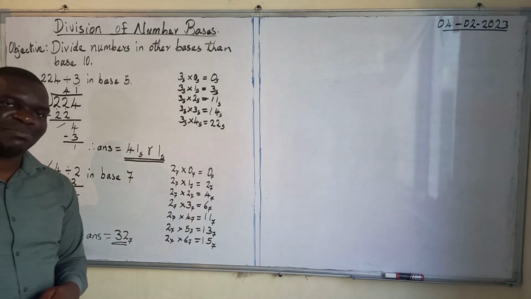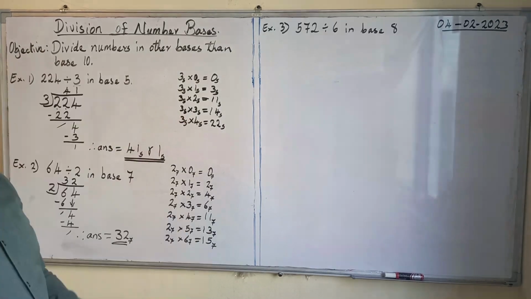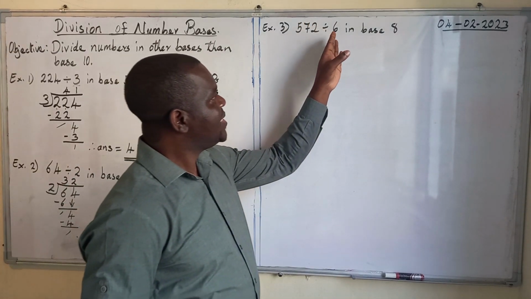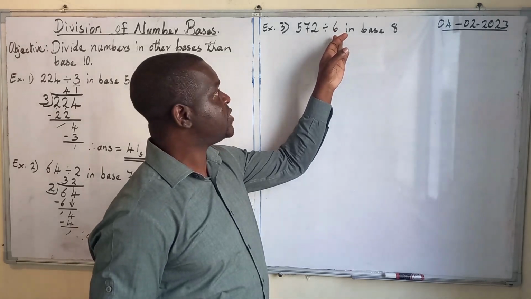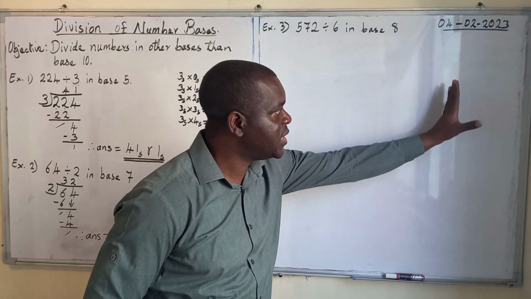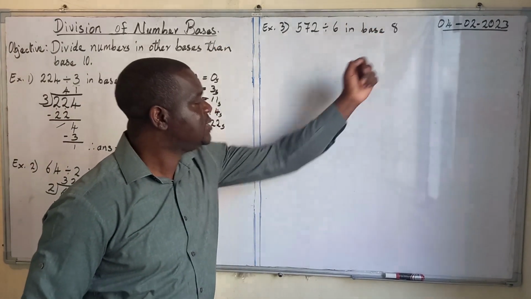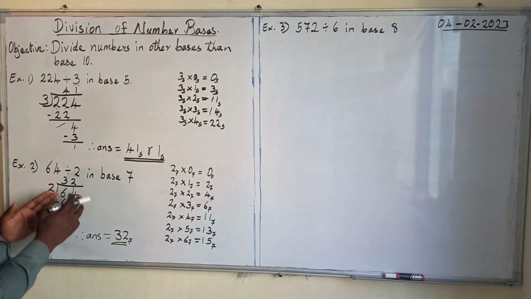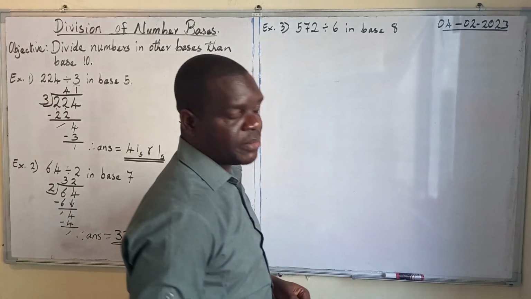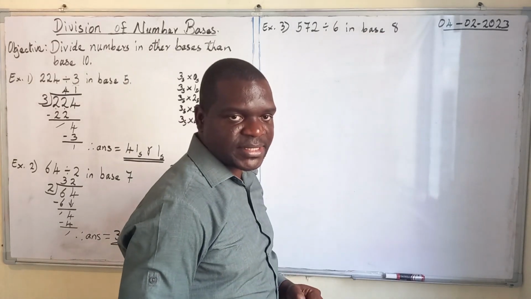This is the second example. Let's look at the third. Just like in our previous examples, we'll first of all construct this multiplication timetable for 6 in base 8. Once we are done, we can use this multiplication timetable in base 8 to do the division, just as what we've done here. So first of all, let's construct the multiplication timetable for 6 in base 8.